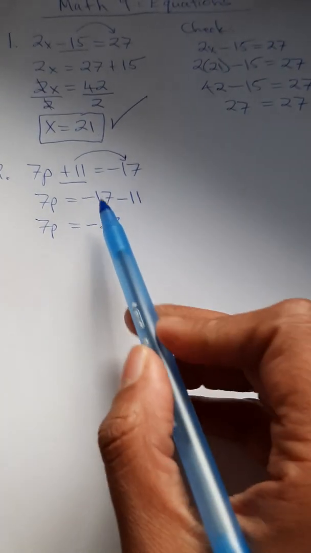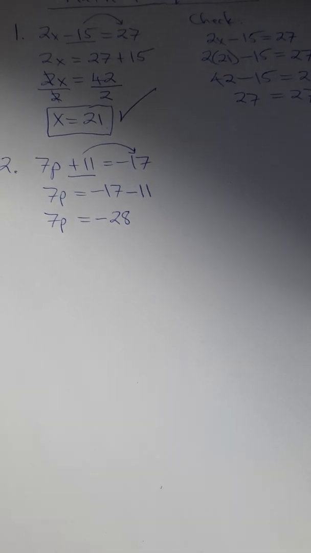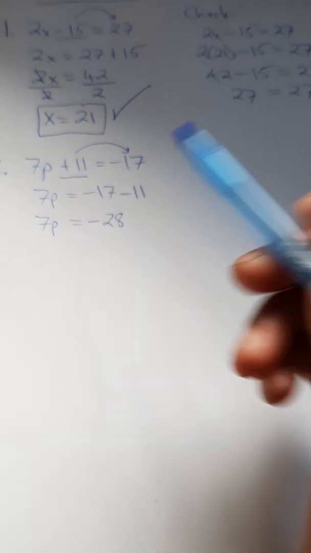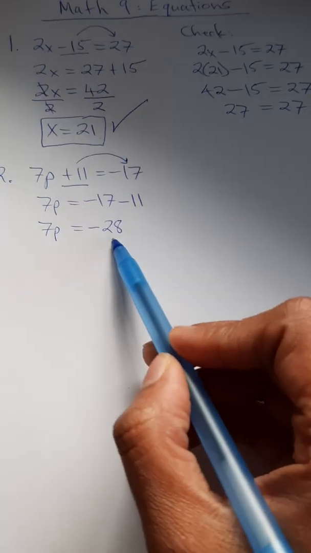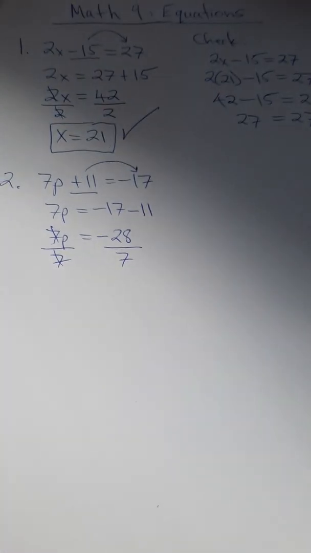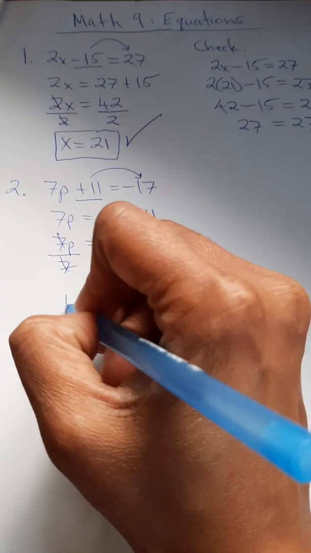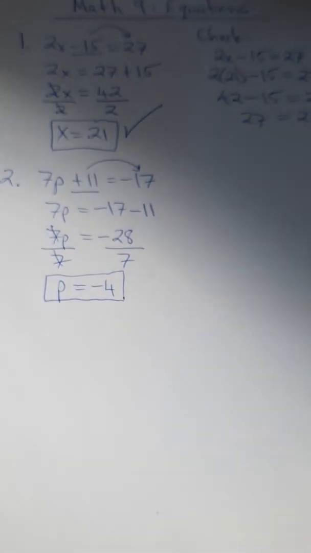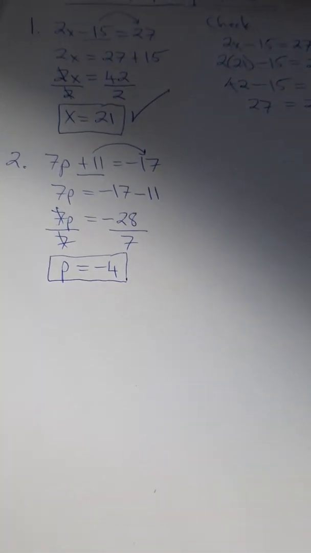Remember, again, both of these are negative. I am adding them together because they are both negative, and then you take the sign of the bigger number. I notice the 17 is negative here, so my answer has to be negative. I'm isolating for p in this case, so we're going to divide by 7 on both sides. Everyone's good? And so p is equal to negative 4. That's the final answer here.